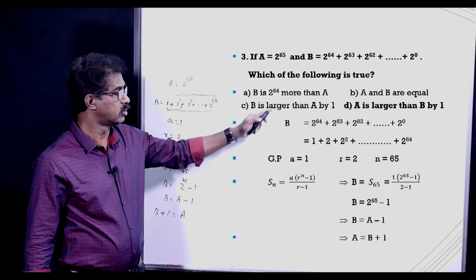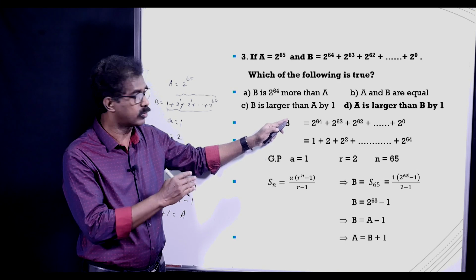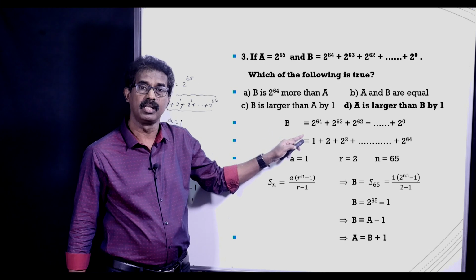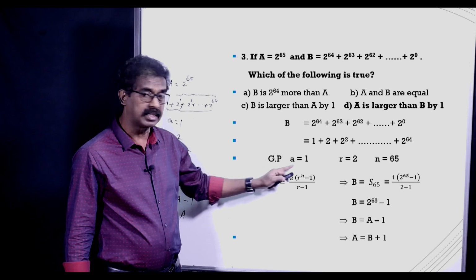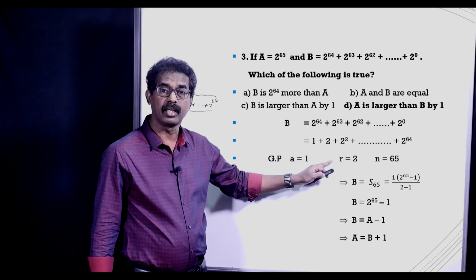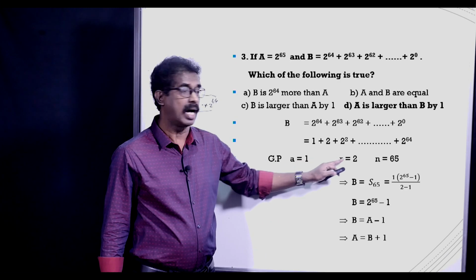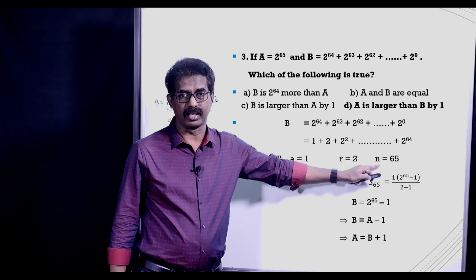Okay, look once again. So B is given here. I am writing in the reverse order, you are getting this. You know it is a GP. First term is 1, common ratio R equal to 2, and number of terms 65. So hope you understood that.